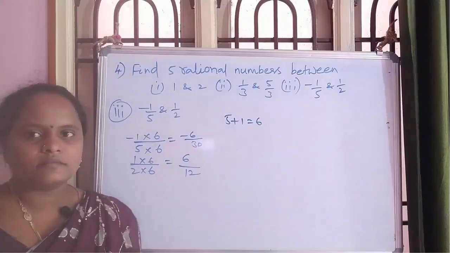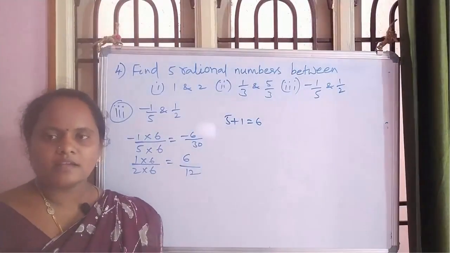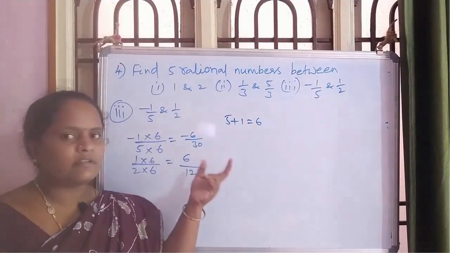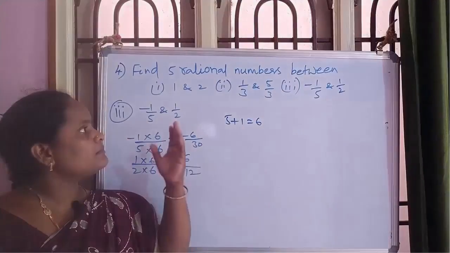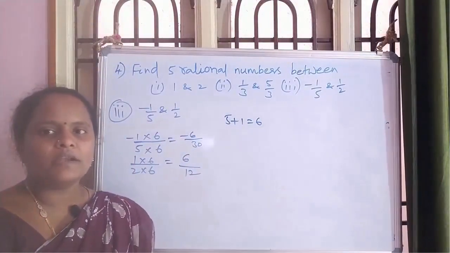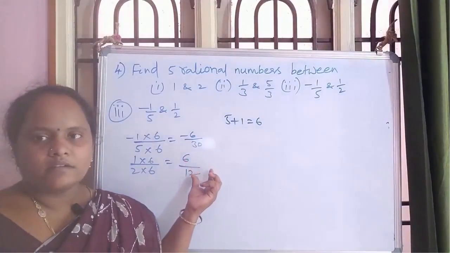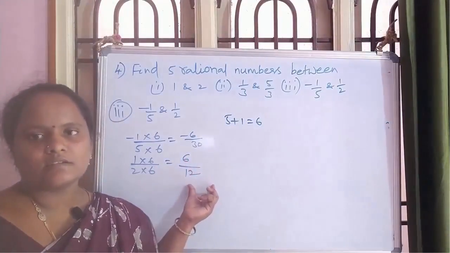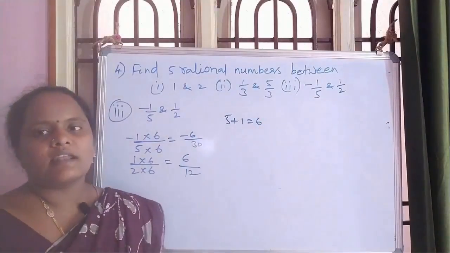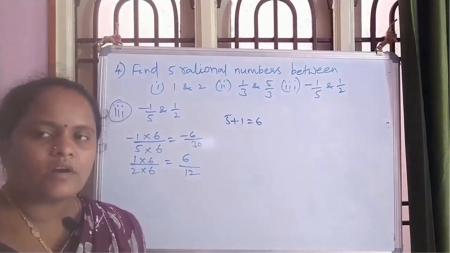30 and 12. If those numbers are taken on the number line, can I say what is the next number? I can say minus 7 by 30, but whether it lies in between these two, I don't know. So with different denominators, I can't say whether that number exists in between those two rationals or not. So here directly with 6 by 6 I cannot multiply. So something else should be done here. Let us see what should be done.